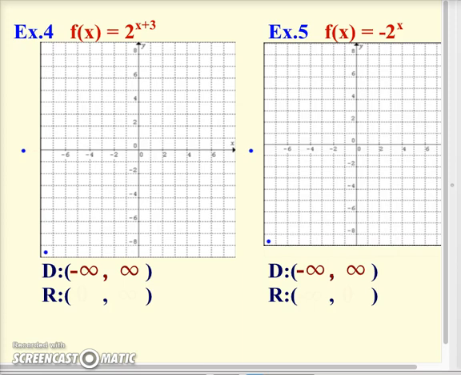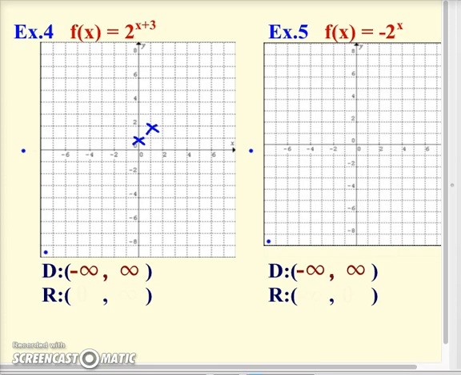Couple others, up in the exponent, x plus 3, that's a right movement. So remember how that works, opposite of what you think in terms of sign. Again, I would stick with those 2 basic points as my starting point. You might use little x's. Sometimes that's what I do. I'll use little x's to mark those 2 spots.